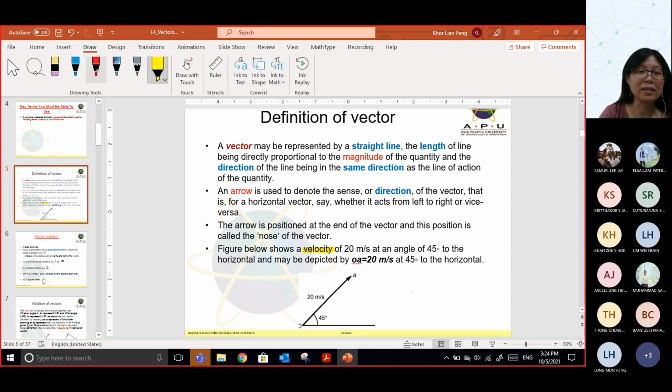And as I said yesterday, if we have a vector with this direction, say with the magnitude of 10, this is a vector A. If we have another vector with the same direction but double the length, then we understand that the magnitude will be double as well, which is 20. Okay, for your information.